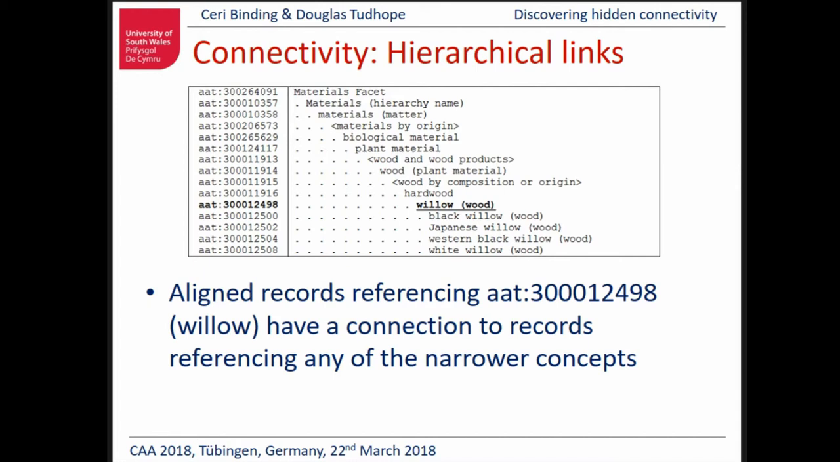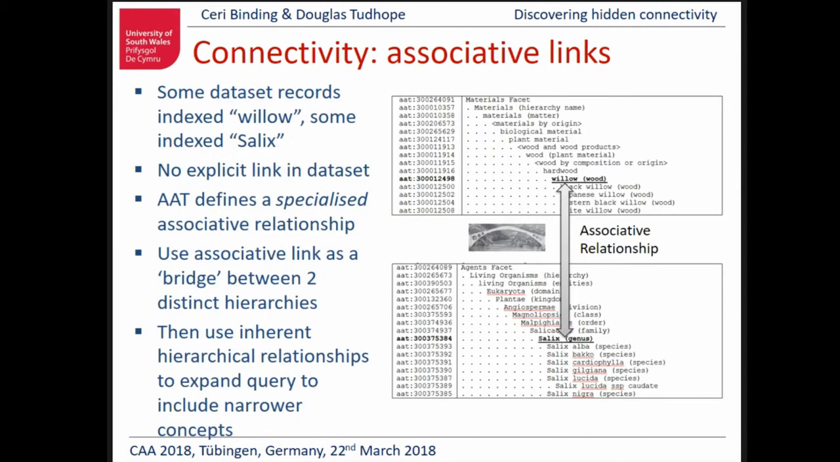So I mentioned how do we get the connection between the genus or the family, the Salix, and the willow. Well, there's another set of relationships in the Art and Architecture Thesaurus, associative links, RTs, related term, that's what it's referred to in thesaurus parlance. So some of the dataset records were indexed as willow, some as Salix. There's no explicit link in the original datasets between those two things. So you're not going to find the connection. But the AAT does define a specialized version of related term, which connects these two things. And so we can use that associative link as a bridge, going back to my bridge analogy, to connect between those two distinct hierarchies.